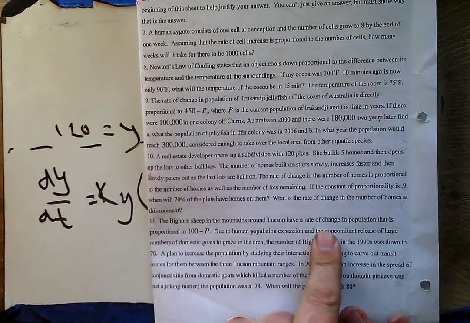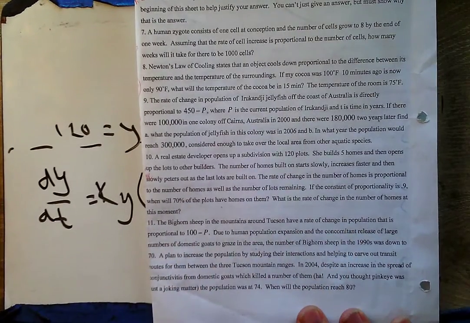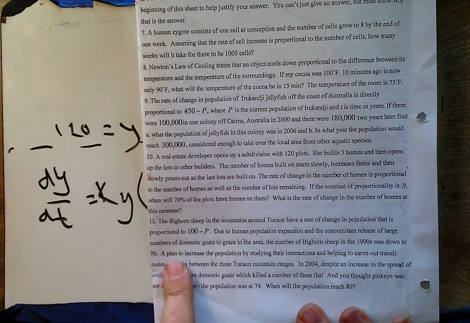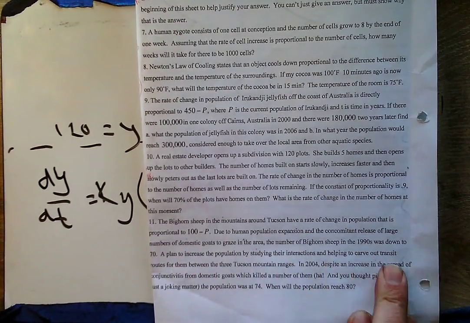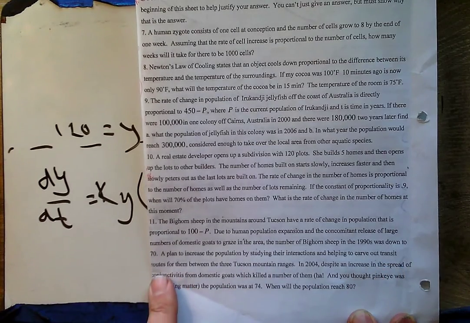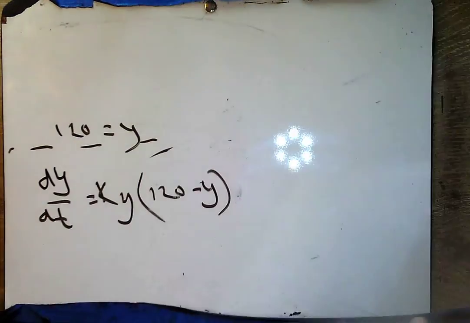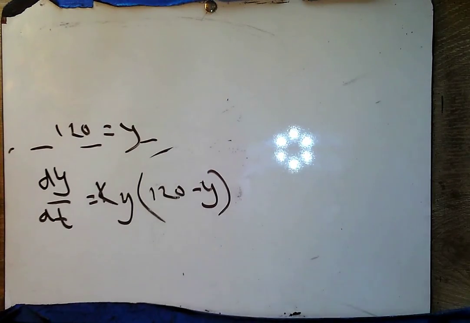All right, bighorn sheep. Bighorn sheep in the mountains around Tucson, their rate of change in population is proportional to 100 minus p. That's the wolves problem again. And a plan to increase the population by studying interactions and helping carve out transit routes. Oh, this is just a continuation of 11. And that's all we've got. So, there were only a couple of problems there that you actually have to derive. You should do those, because solving those differential equations is really, I think, the stuff you should do.